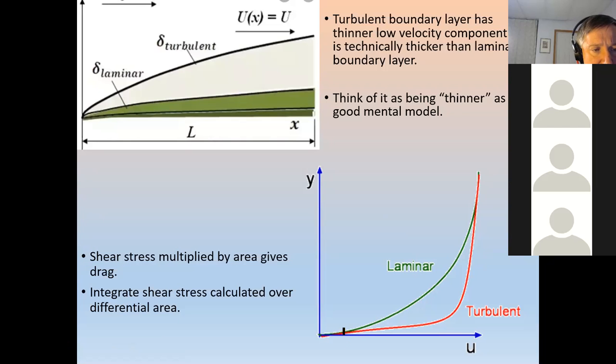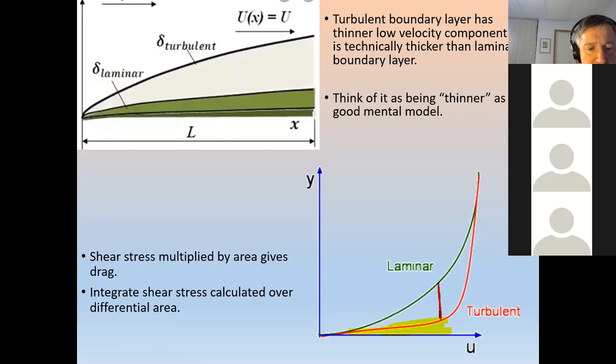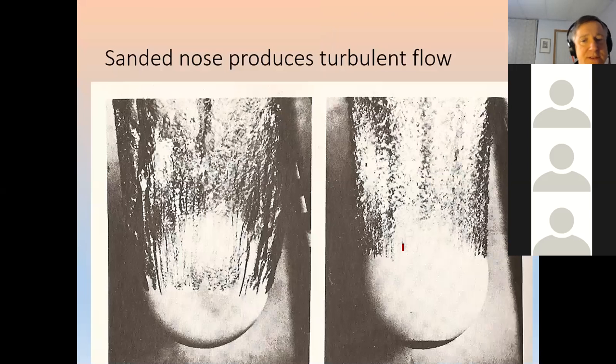Okay. So you can see this velocity component here, the low velocity part is very small for the turbulent, and it's higher for the laminar. So the low velocity part, and you can kind of think of it as this laminar boundary layer, is thinner for the turbulent boundary layer, and that's what leads to this.